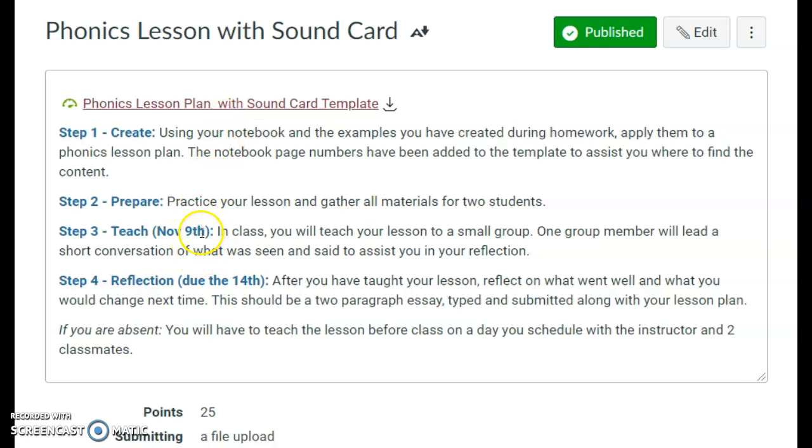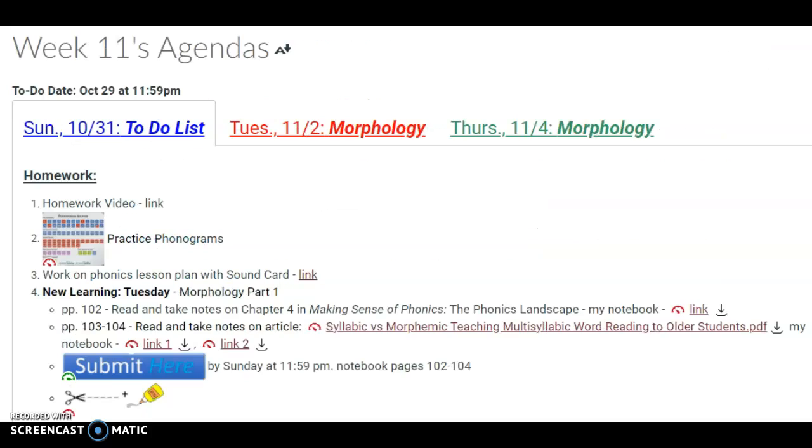You need to be ready either by the 8th or the 9th, depending on which class you're in. And you need to be able to teach that on the 8th or the 9th. I wrote in here, if you're absent, what are your options? Okay, pause and go back to the to-do list. And then continue on with this.